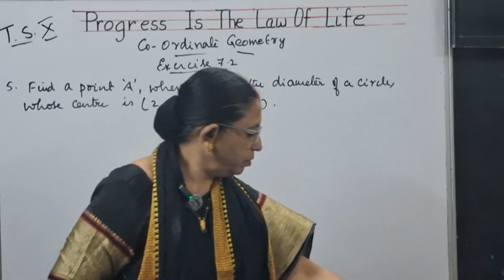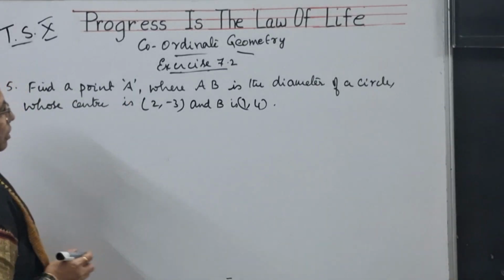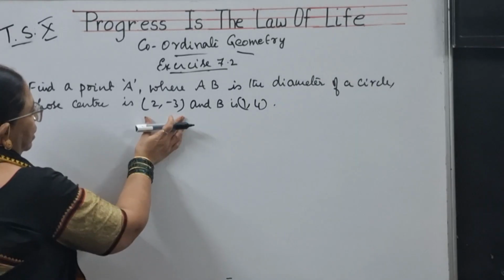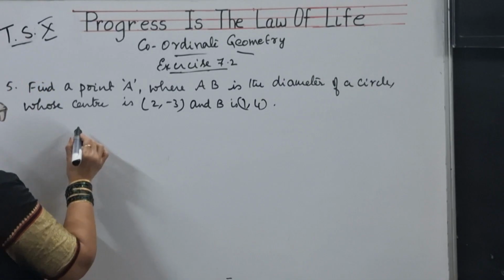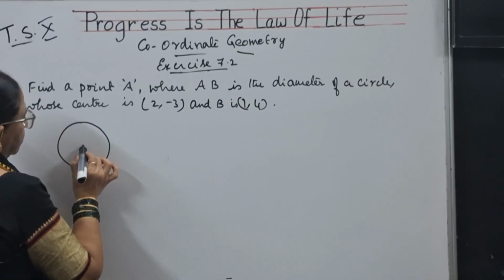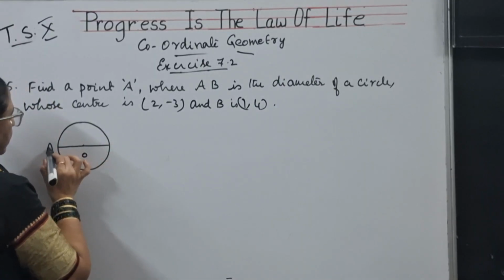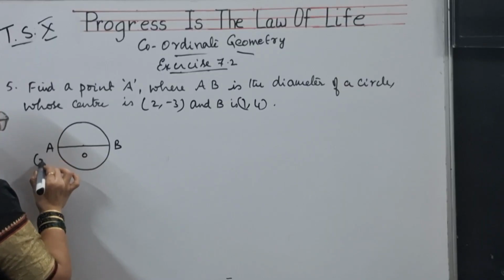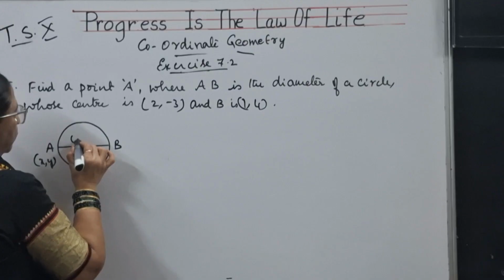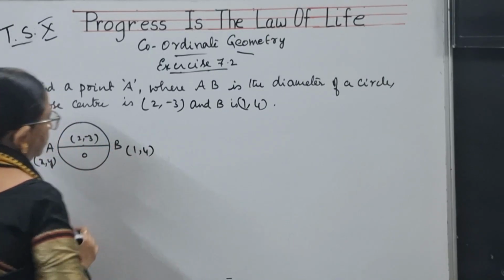Now, fifth problem, children. Find a point A where AB is the diameter of a circle whose center is (2, minus 3) and B is (1, 4). So you have got a circle, children. This is a circle. Let us consider this as center O and AB diameter. They are asking coordinates of A. Let us consider coordinates of A is (x, y). And center coordinate is (2, minus 3). And B is (1, 4).